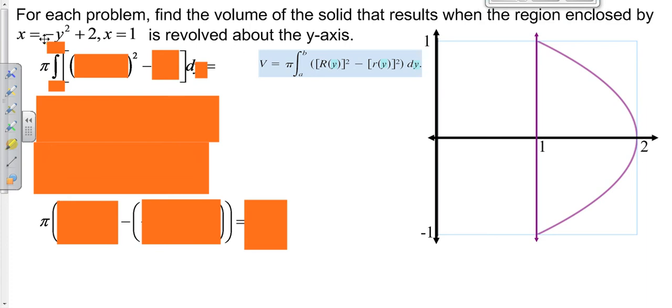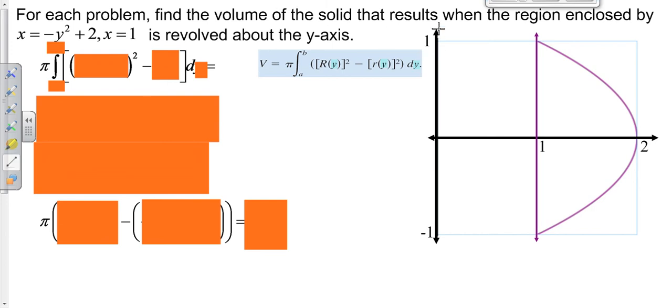So we have our parabola, our sideways parabola that's opening to the left but moved 2 units to the right, and that's our curved parabola that we have here in purple. And then we have our x equals 1, that's our vertical line right here. We also have our x-axis and our y-axis, and we're going to revolve this around the y-axis.